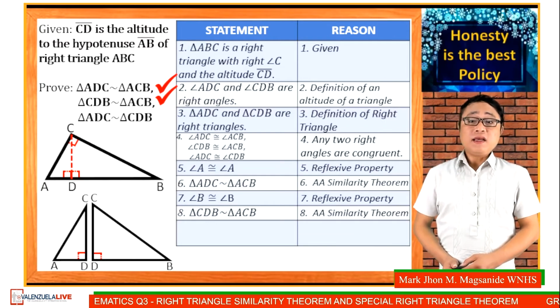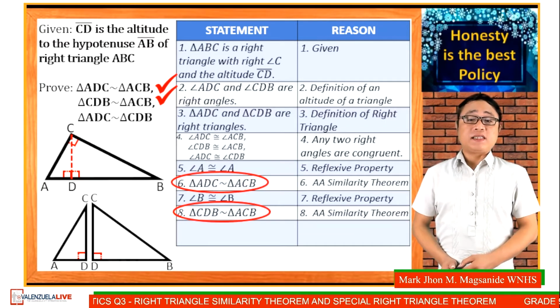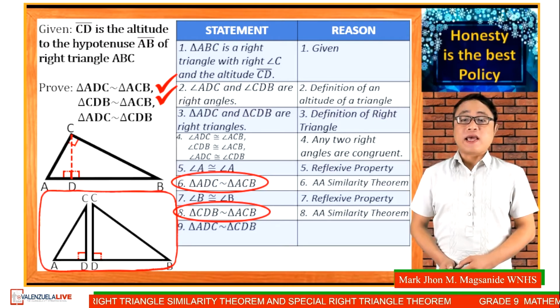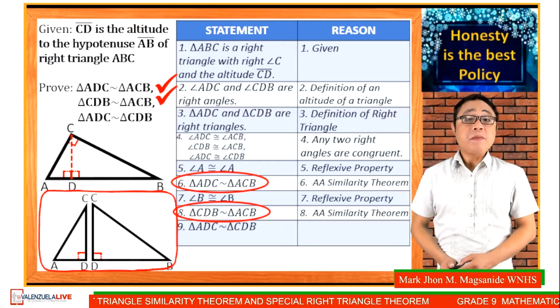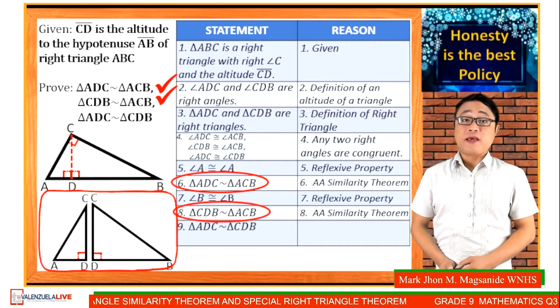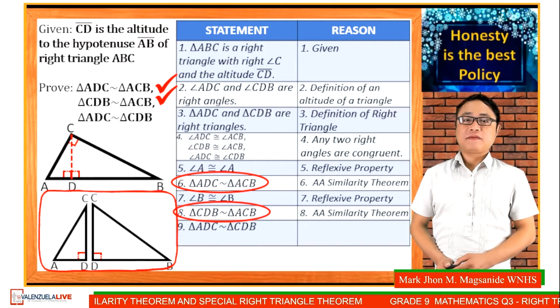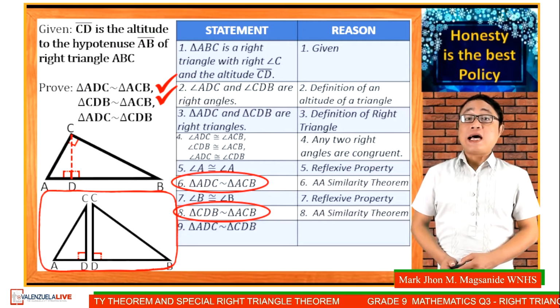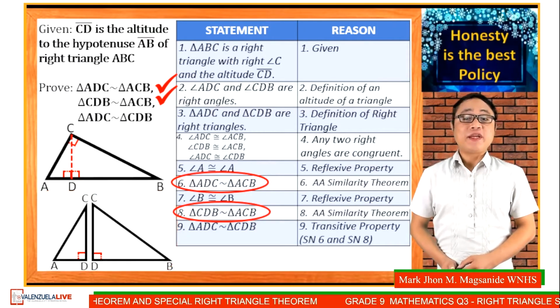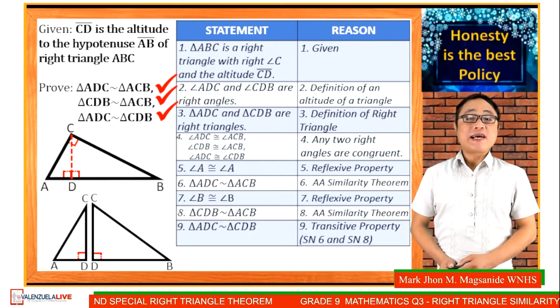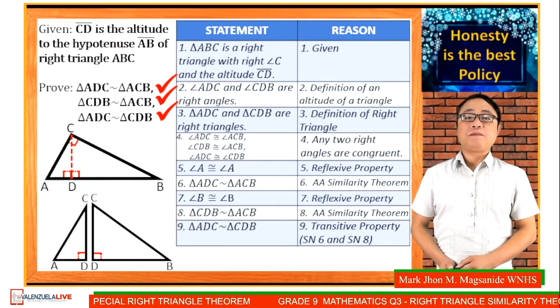And lastly, using statement 6 and statement number 8, we can state that triangle ADC is similar to triangle CDB. What do you think is the reason? If you answered transitive property, you are right. The third pair of triangles was proved similar.